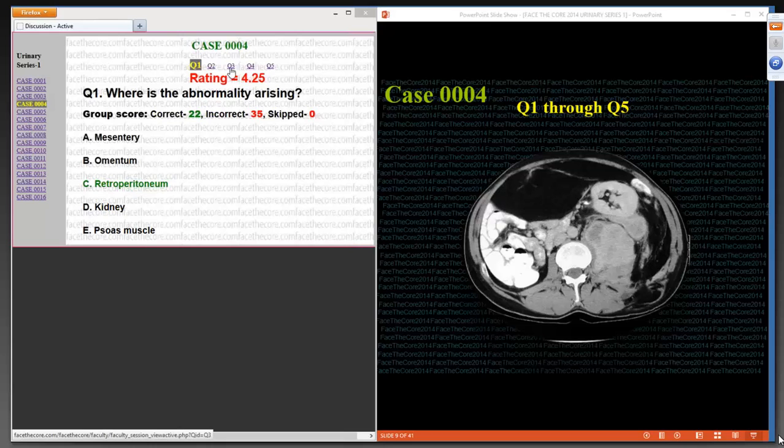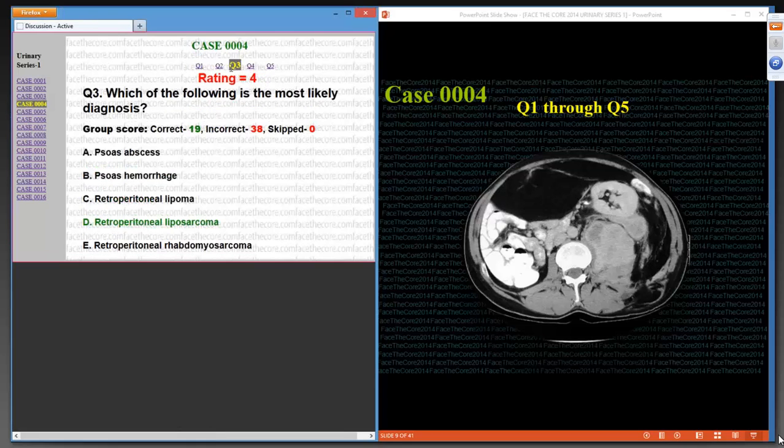So case 4, 1 and 3, can you repeat? So 3 is, whenever you see all fatty tumors within the retroperitoneum, unless they're arising from the kidney, they are retroperitoneal sarcomas, liposarcomas, not lipomas.